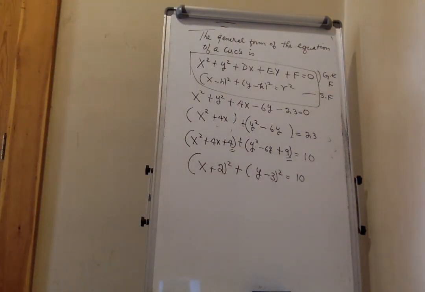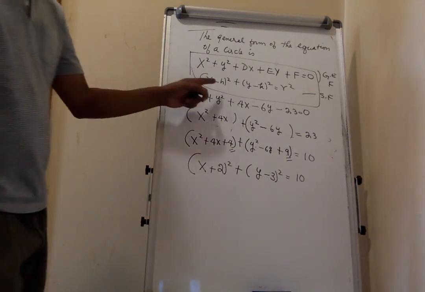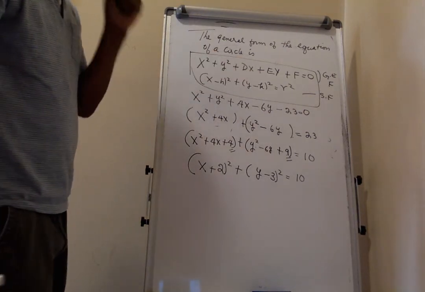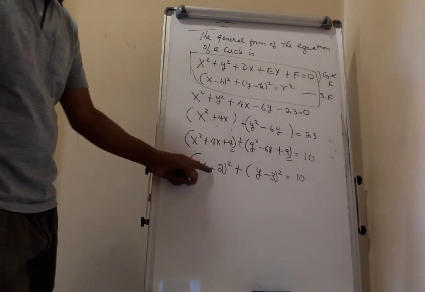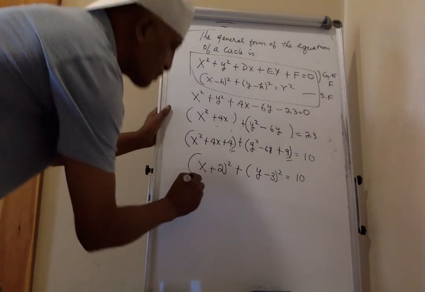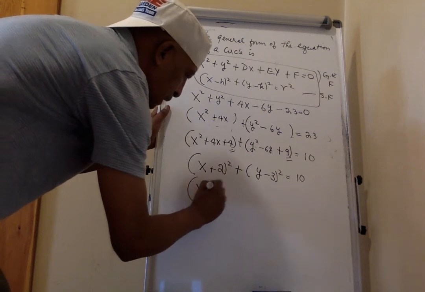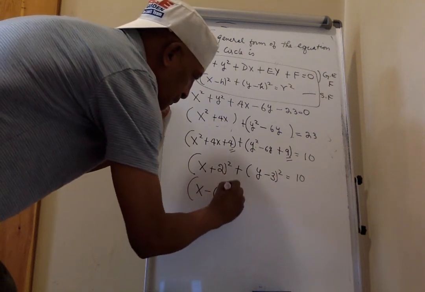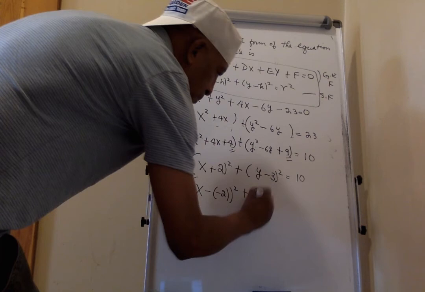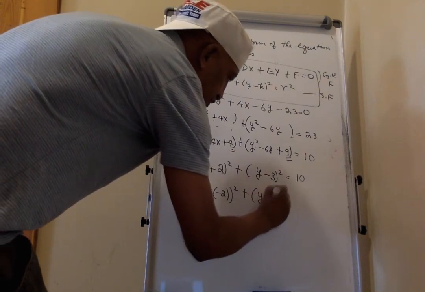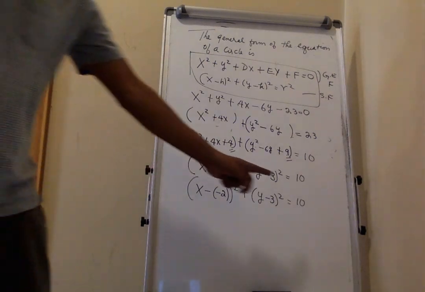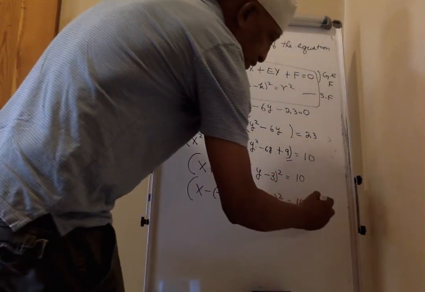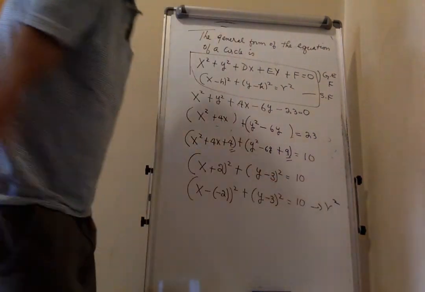Okay. I'm already there. But mind you, the standard formula always what? I'm subtracting the center from x. So x plus 2 means what? X minus negative 2 squared plus y minus 3 squared is equal to the number on the right. Mind you, that number is what? It is r squared, not r.